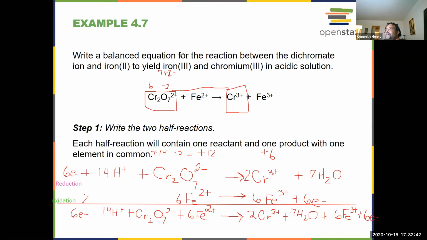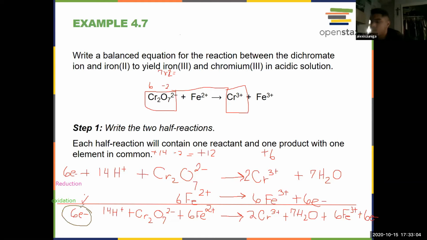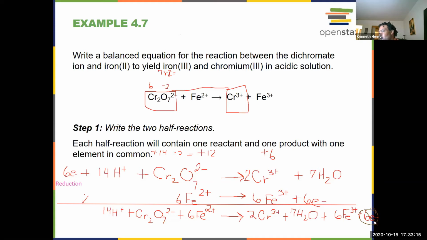So what spectators do we have? What is something you see exactly the same on both sides? 6e, electrons. So we're just going to cancel those out on both sides. Then we're going to get rid of them since I ran out of room. Can you guys see the bottom of my screen? Okay, so that's our answer.